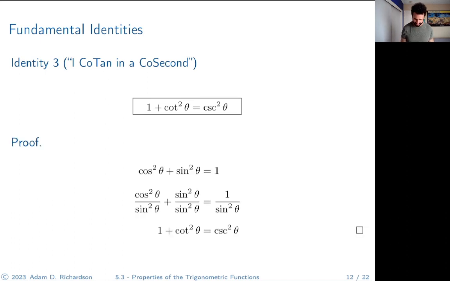You start with the Pythagorean identity again. There you go. Divide both sides by sine squared instead. So you divide both sides by sine squared. Well, like we had seen before, cosine theta over sine theta, that's cotangent. So this is cotangent squared. Sine squared over sine squared is 1. And 1 over sine squared, well, 1 over sine is cosecant. So 1 over sine squared is cosecant squared. And there we go. Ta-da! That's it. I cotan in a cosecant.